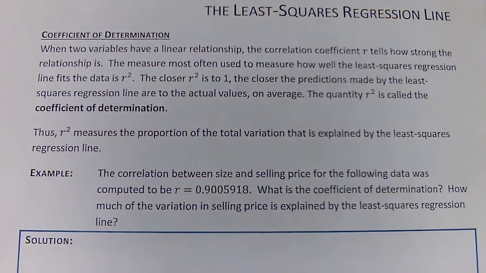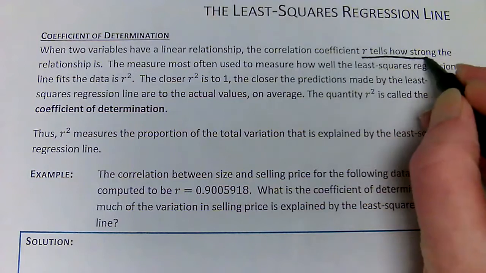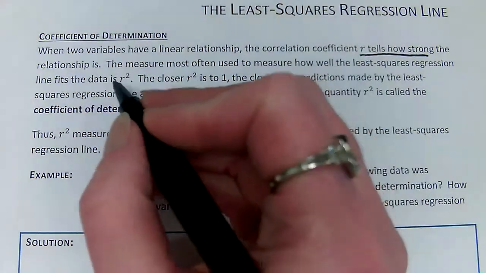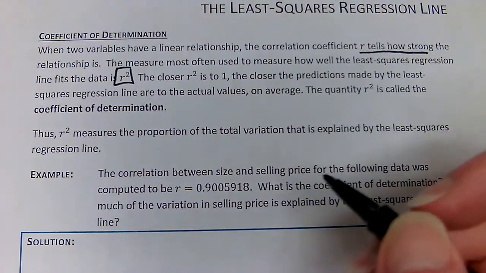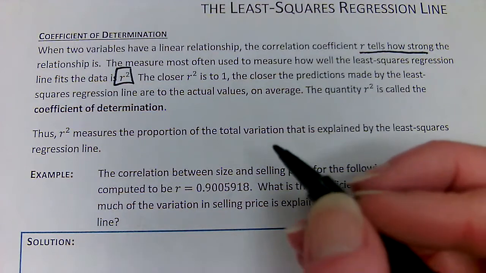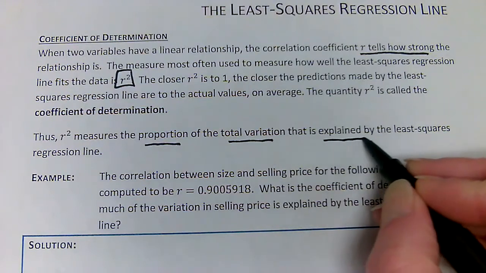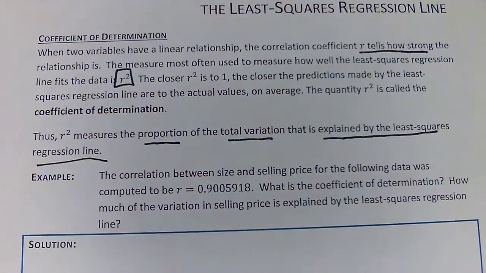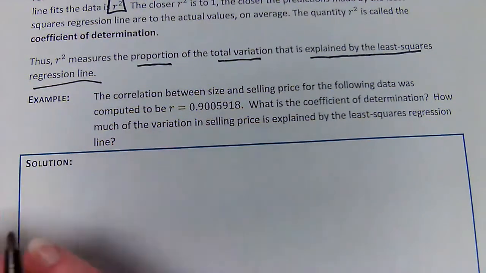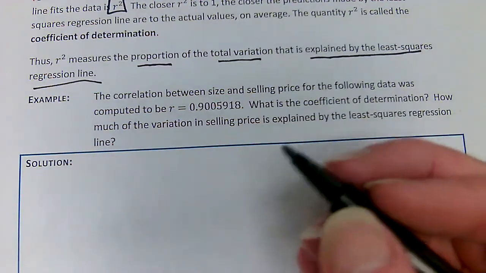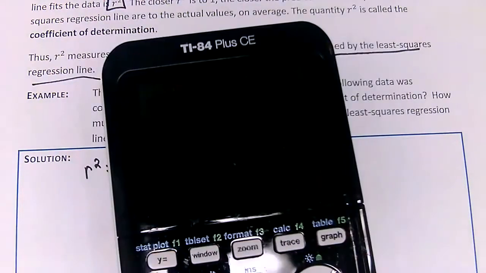When two variables have a linear relationship, the correlation coefficient tells how strong the relationship is. So R tells how strong it is. But we can also look at R squared. R squared is the coefficient of determination. It measures the proportion of the total variation that is explained by the line. So we had calculated R to be 0.9005918. R squared would be just squaring that. But also our calculator gave that to us, by the way.